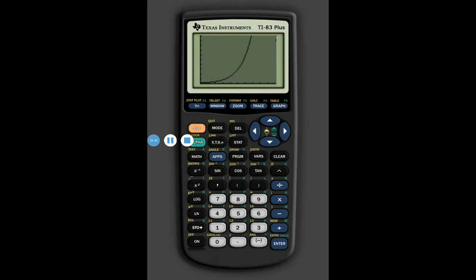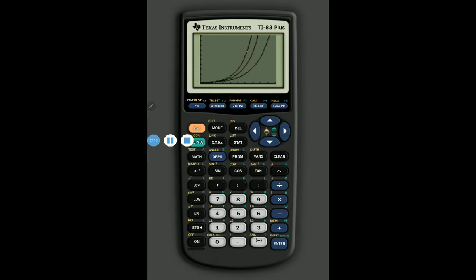So there's the first one. Remember, that was the annual. There's our monthly. And then finally the continuous graph. So if you look at these three graphs, there's never going to be a time where that continuous interest is going to outweigh the other ones. So it's not going to be the best option.